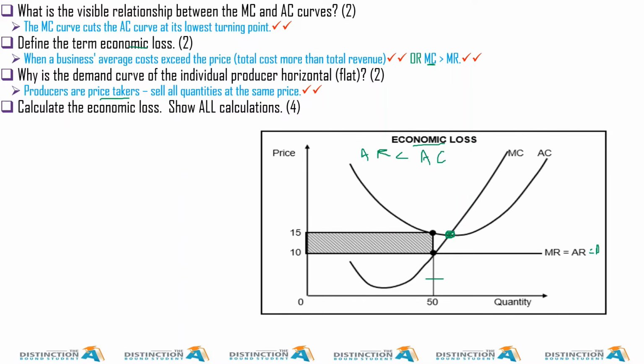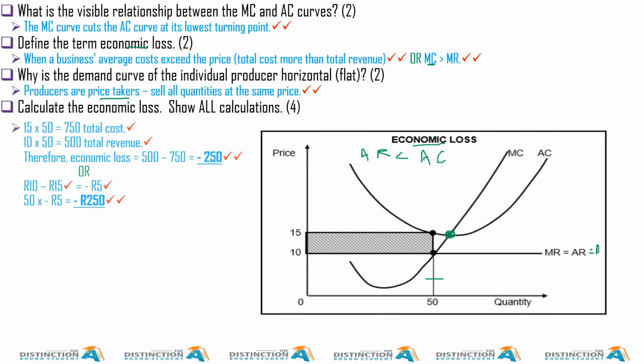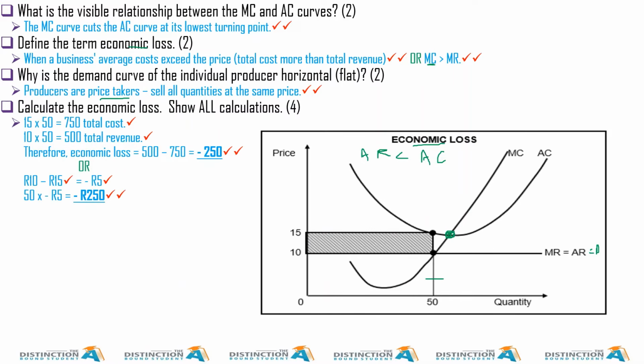Right, calculate the economic loss. Okay, it's 5 rand, or negative 10 minus 15, which is negative 5. Negative 5 times 50, that's negative 250, sorry. All right, so it's easy. Again, you can use that long one, which is total revenue minus total cost. And you know this one, you say quantity AR times Q. Here you say AC times Q.